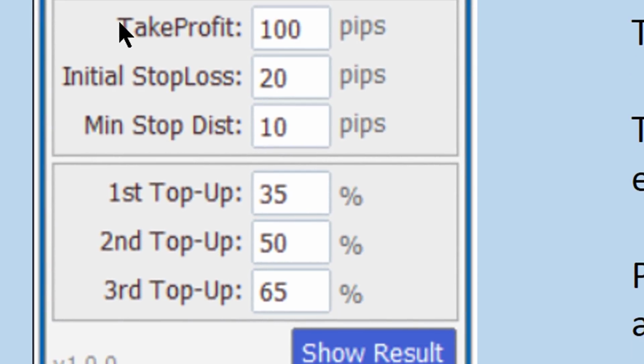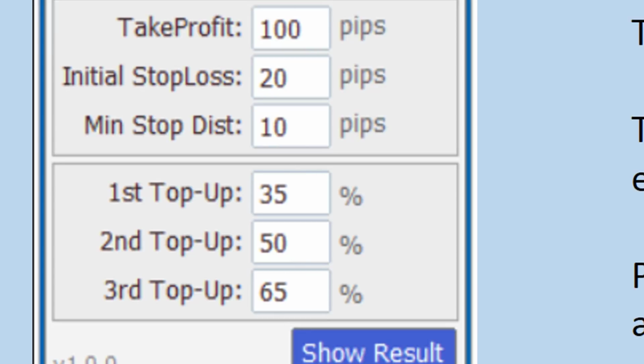Then the normal thing is you say my take profit will be 100 pips, it's in pips, and my initial stop loss will be, say, 20 pips. The minimum stop level is basically what you want to see as your minimum stop level, and you can enter that in over there. And then you say, where do you want to top up? Do you want to top up 35% on the way to the target, 50% on the way to the target, and 65%? Obviously, you can vary those percentages. In fact, if you only want to top up once, you enter there and you just leave those blank. If you want to top up twice, you enter those and you leave those blank.